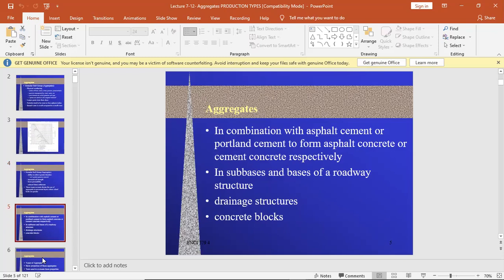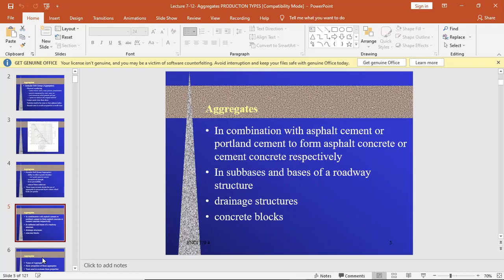So when talking about concrete, be it asphalt or cement, we're talking about aggregates that are being bound. In a roadway structure, in a flexible pavement or even a rigid pavement, the sub-bases are not normally bound. They are unbound, without any binding material. They are placed and compacted, and they derive their strength from the grain-to-grain structure.